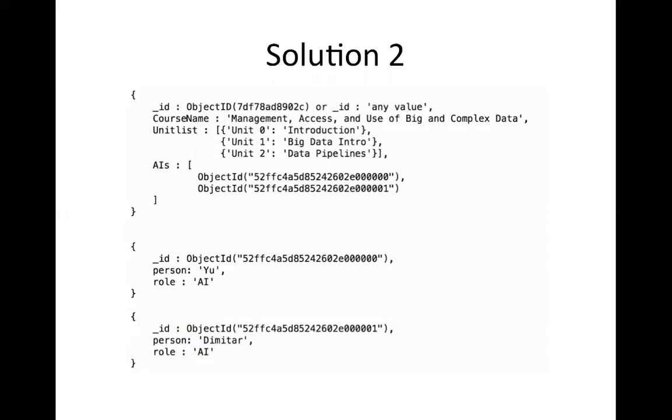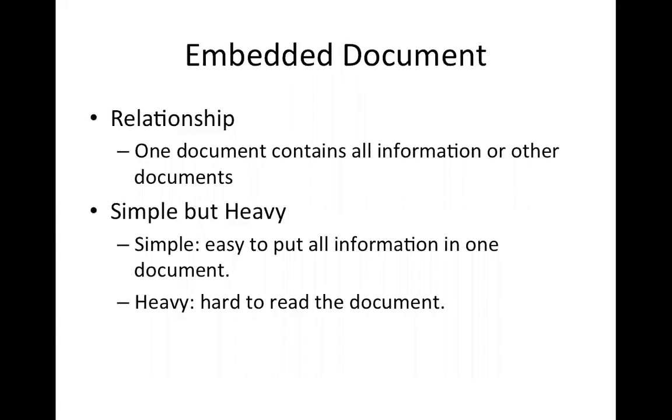It will save your time, make your document human readable, and make it easy to query, to get the values by querying the key. The last structure is the embedded document. Embedded is a very simple structure: one document contains all the information of other documents. You can save about 1 megabyte of data in one document. That's fine. Just put all the information and documents into the document. But you should know that this structure is simple but heavy. Simple, because it's easy to put all information in one document; you can even store the raw data and process it later. Heavy, because it's hard to read and hard to manage the document.